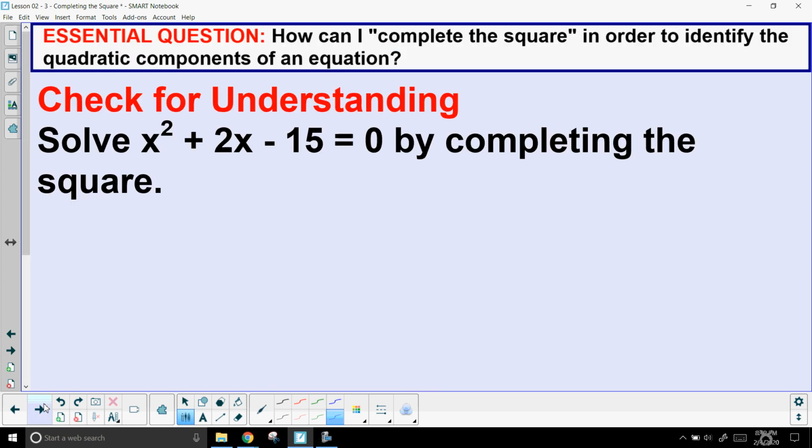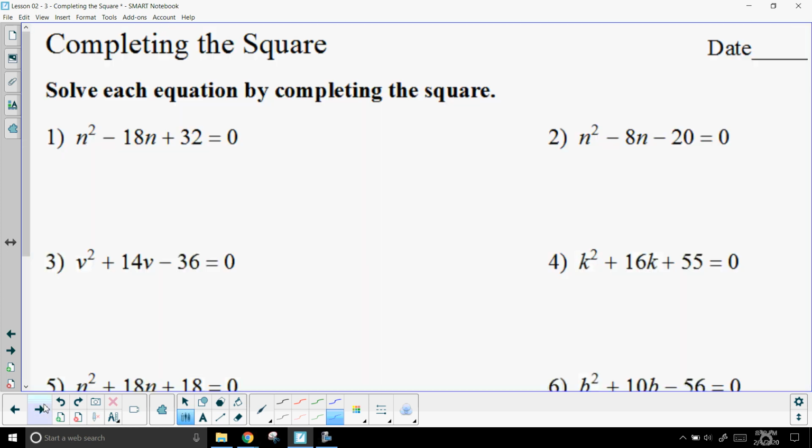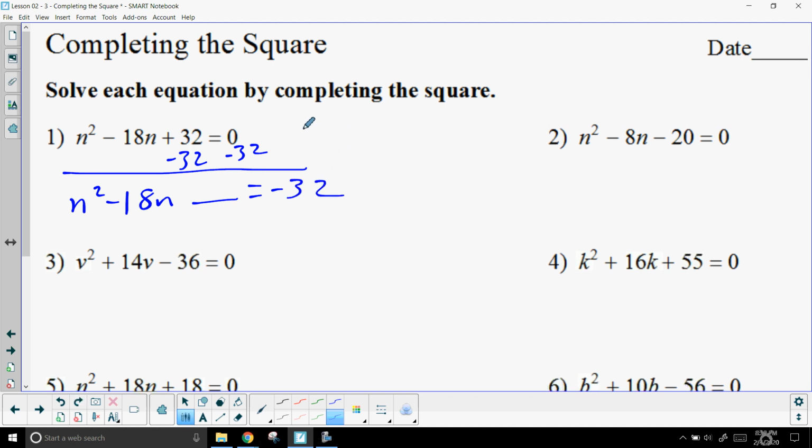We'll do one of these problems and I'll call it a night. So, I'm going to subtract 32 from both sides. And we get n squared minus 18n, excuse me, blank equals negative 32. So some side work, half of negative 18 is negative 9. Negative 9 squared is 81. So I'm going to add 81 to both sides.